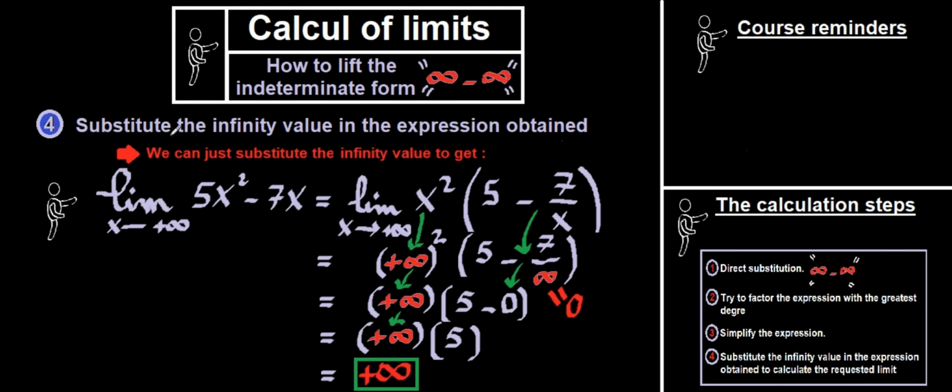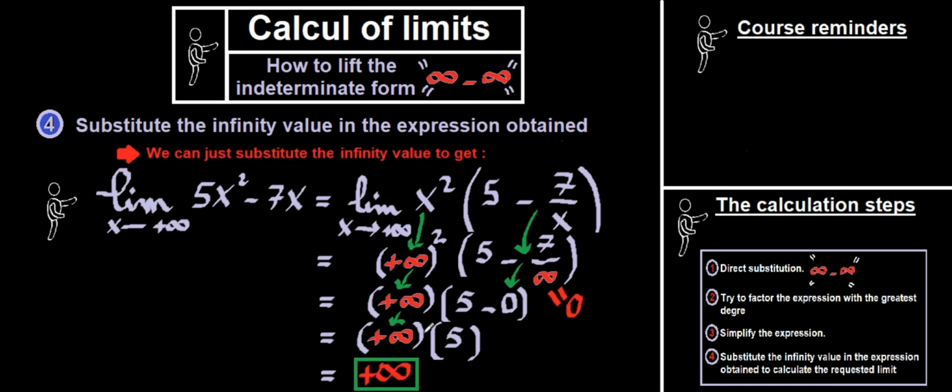Step number 4. Substitute the infinity value in the expression obtained. The indeterminate form was lifted, and we can just substitute positive infinity in the expression x squared times 5 minus 7 over x to get positive infinity squared times 5 minus 7 over infinity. It's going to be positive infinity times 5 minus 0.